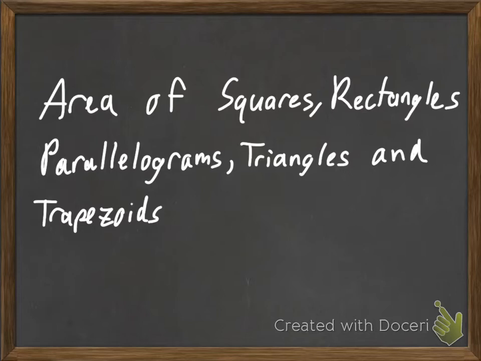So this is area of squares, rectangles, parallelograms, triangles, and trapezoids. So we're going to get all these done now because these are kind of like a review for you, because you did this a lot in junior high and it's just kind of a reminder of how we do this, so we can use it for the big stuff when we get to the 3D solids.